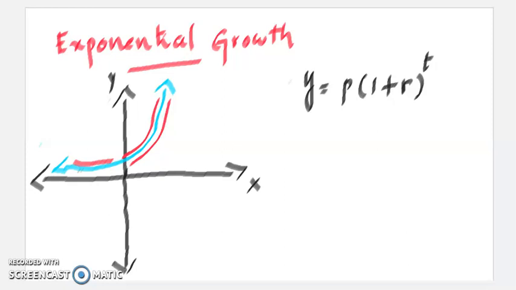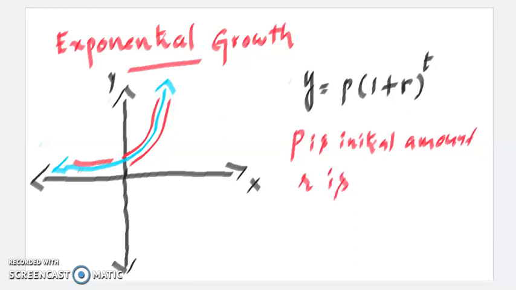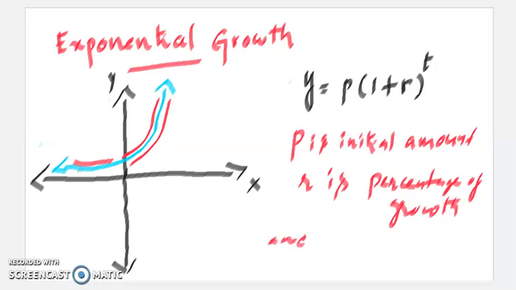To find the exponential growth, we have the formula y is equal to P into (1 plus r) whole power t, where P is the initial amount, r is the percentage of growth, and t is the time interval.